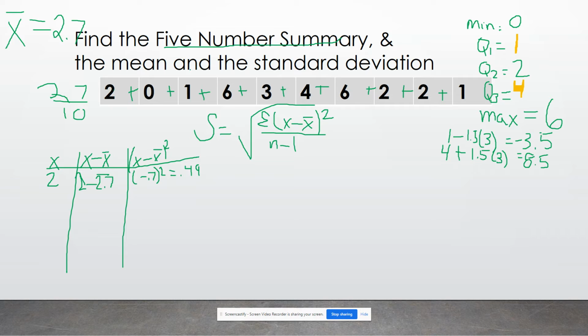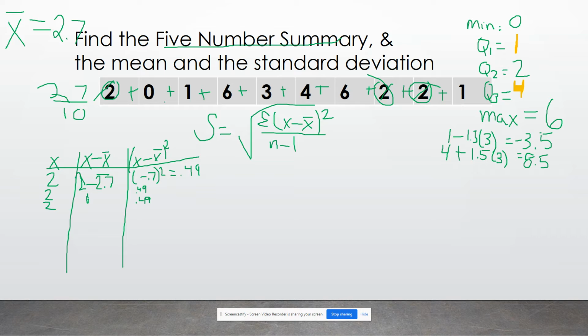Okay, and I've got 3 2's. So I'm going to do that once, twice, 3 times. And I'm not going to write this over and over again, but that's 0.49 over here, and that'll be 0.49. Okay, so I've got the 3 2's done and taken care of.